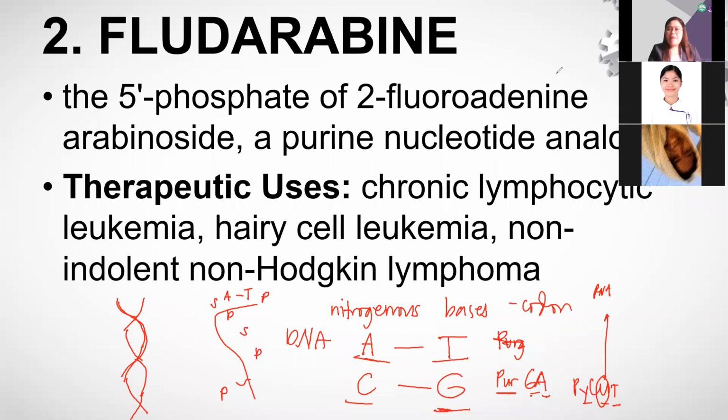So for fludarabine, from the name itself, you will have a hint that it is an analog of our adenine. To be specific, it is actually a 5-phosphate of 2-fluoroadenine. So you have the adenine here connected with a fluorine. Okay, so remember, fludarabine is an analog of adenine. But where do we use this drug? Chronic lymphocytic leukemia, hairy cell leukemia, and non-indolent non-Hodgkin lymphoma. So this is more of the immune cells, like the leukemia, if you have a lot of white blood cells, and also with the lymphoma, then that is where we use fludarabine.